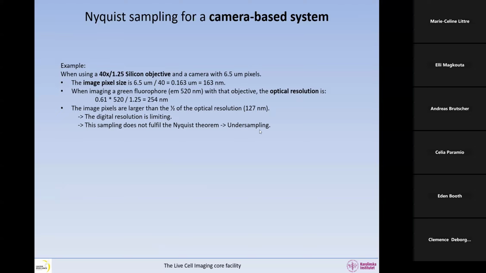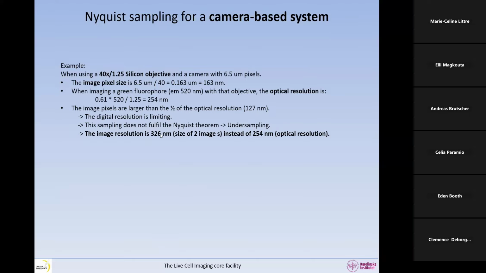So we are undersampling in this case because the digital resolution is bigger than half of the optical resolution. So the image resolution is actually, instead of being this, double the image pixel size. So it becomes 326. And if we were sampling correctly, our image resolution would be 254, the same as the optical resolution.